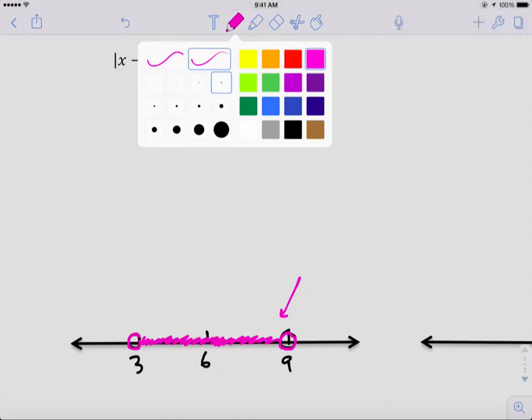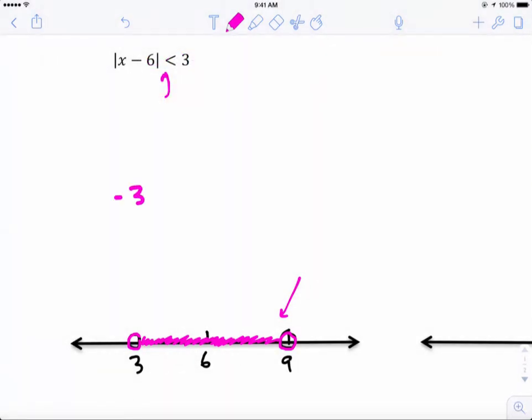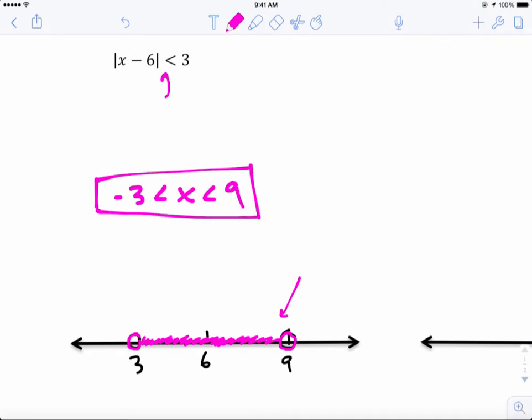Here is the algebraic representation of the solution set. Negative 3 is less than x, which is less than 9. You can almost say x is between negative 3 and 9, not inclusive of those endpoints.